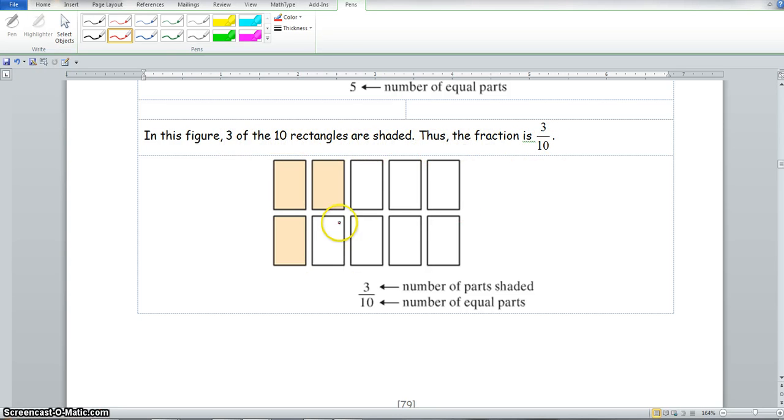Now in this figure, 3 of the 10 rectangles are shaded. Thus the fraction is 3/10. So 3 of the 10 figures are shaded. So this is the number of parts shaded, or the number to be considered, divided by the number of equal parts of the whole.